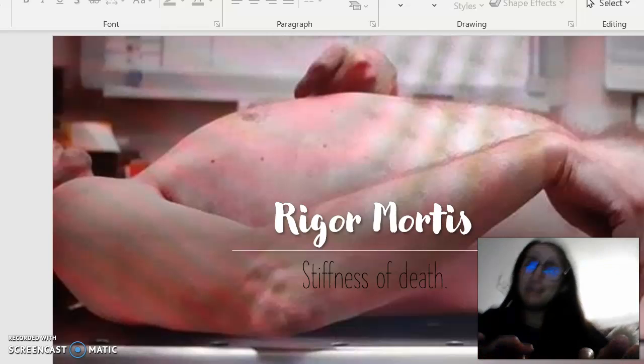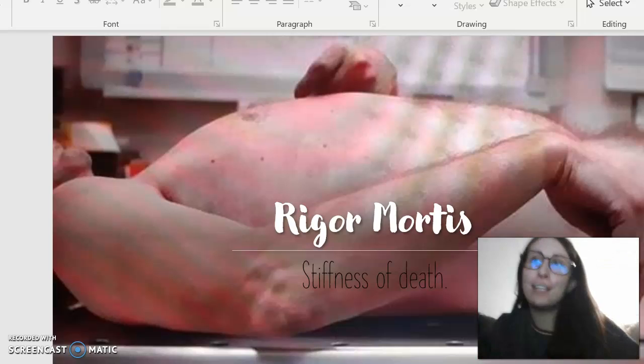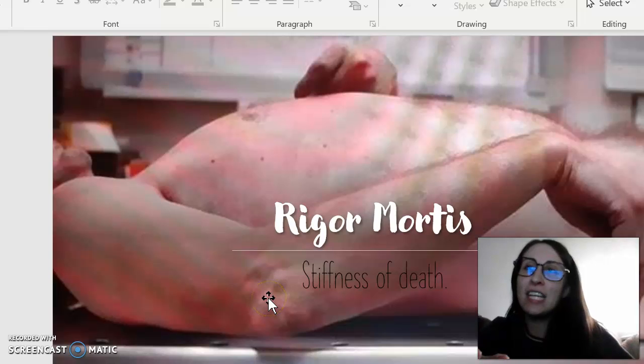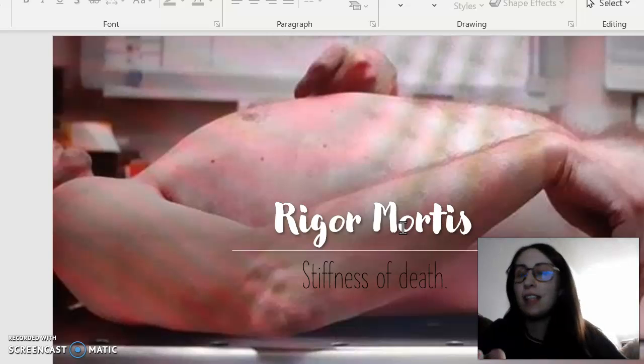Hey, today I'm going to be presenting my project over rigor mortis. As you can see on the first slide, rigor mortis is the stiffness of death. As you can see in the background, there is a decedent. You can see that he is in rigor mortis, and his arm is kind of sitting up on its own, and his hands are kind of clenched. You can see the stiffness as you look at this picture.